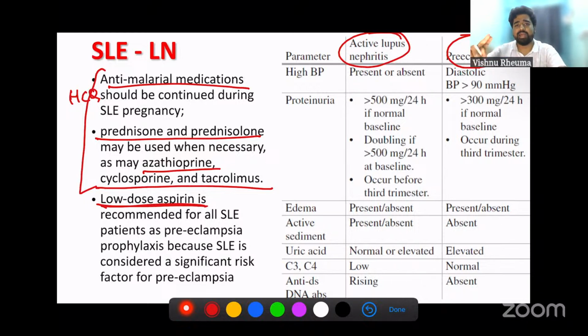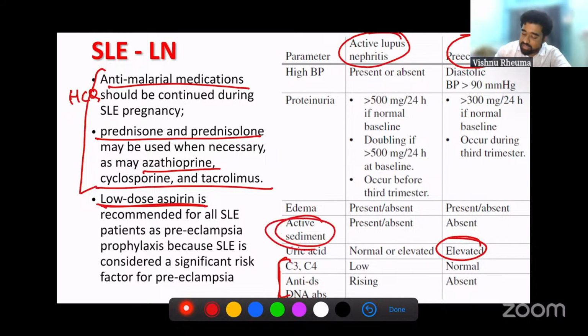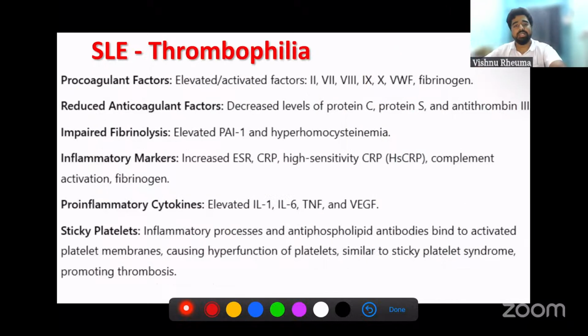The two main things that are helpful are your serum uric acid. So serum uric acid is elevated in your preeclampsia, not so much in your active lupus nephritis, and all the disease activity markers. So disease activity markers will obviously be increased in your lupus nephritis, not in your preeclampsia. And also WBC count. WBC count in active lupus nephritis will be decreased, while in your preeclampsia it will be increased, because usually in pregnancy it's increased anyway. Also sediments, basically your cells, etc., in active lupus nephritis they will be there, in preeclampsia they will not be there.